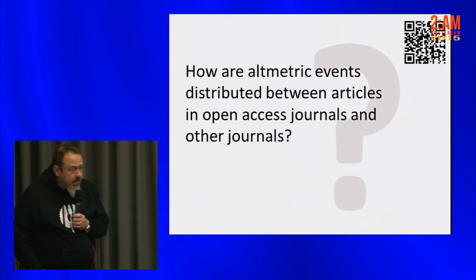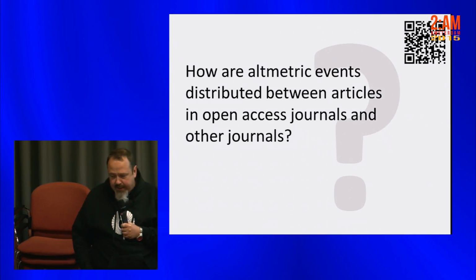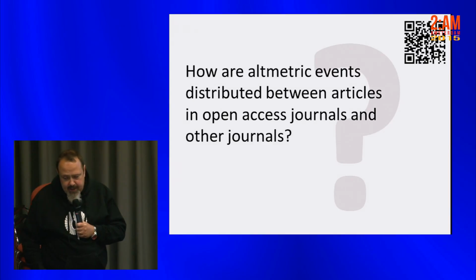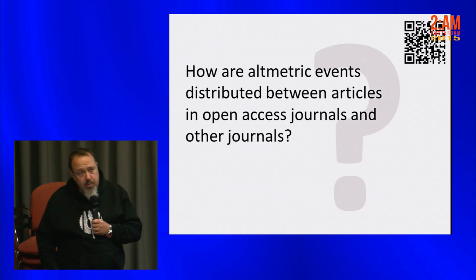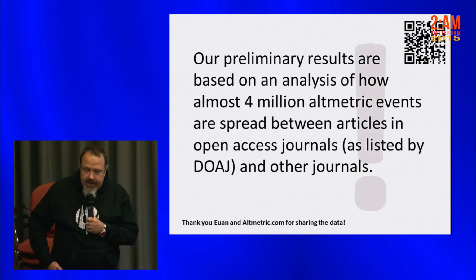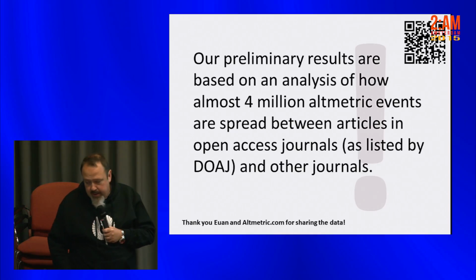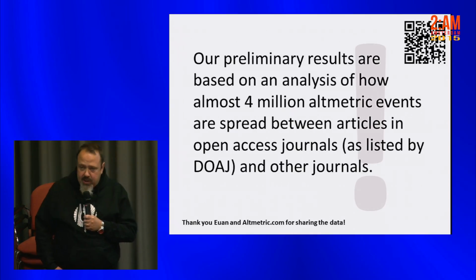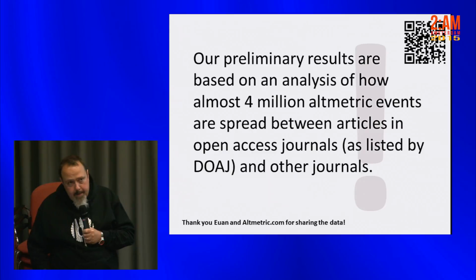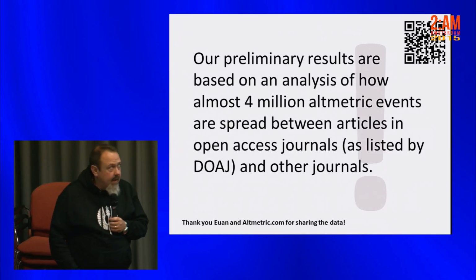Now, to the very preliminary results. We had a quick study on how the altmetric events are distributed between articles in open access journals and other journals behind paywalls. This is based on an analysis of about 4 million altmetric events. We used the Directory of Open Access Journals as a source of information on whether the journal is open access or not. So we trust that list for this.